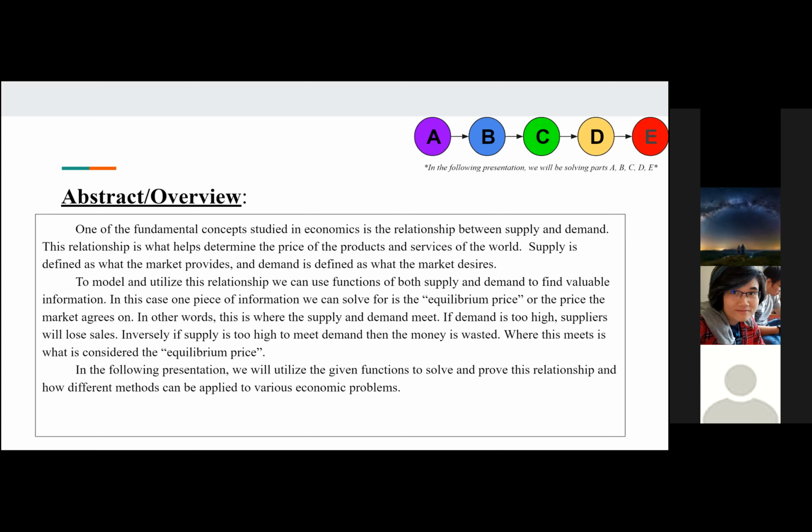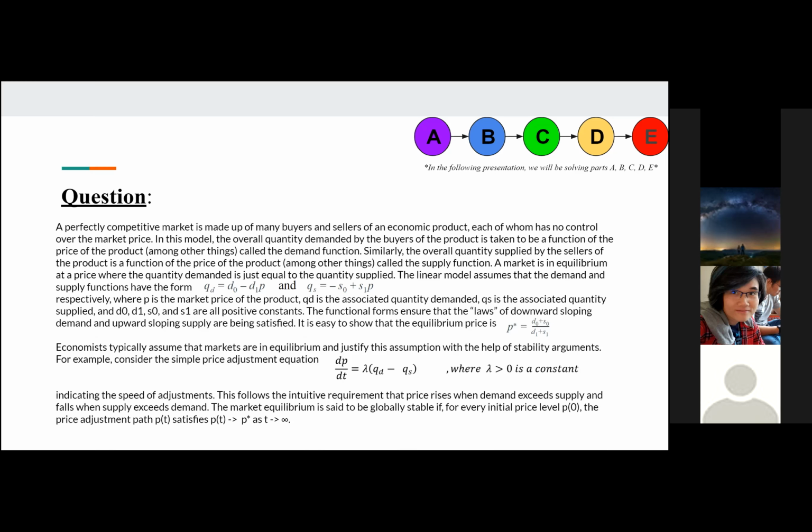All right, next slide. And here's our question. It looks like a lot right now, but in short, you can see Q of D and Q of S: that is the demand equation, and on the right is the supply equation. We're also given the formula down there for equilibrium price and some other variables. We're going to go more in depth through the various parts, and through them we're also given more information. So let's continue.